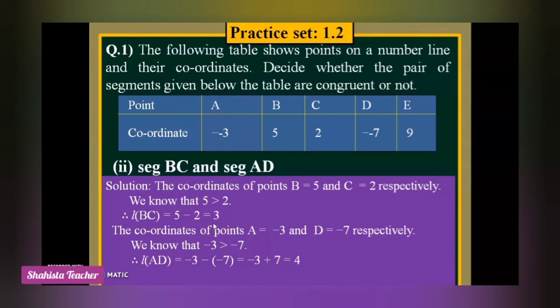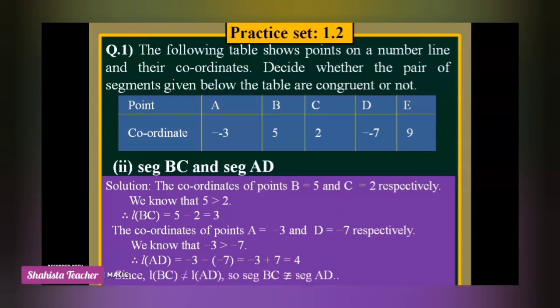So now my dear students, are they equal? Yes or no? BC is 3 and AD is 4. Are they equal? No. Why? Because they are different. BC is 3 and AD is 4. So they are not congruent, they are not equal. So here we will put length of BC is not equal to length of AD, or segment BC is not congruent to segment AD.